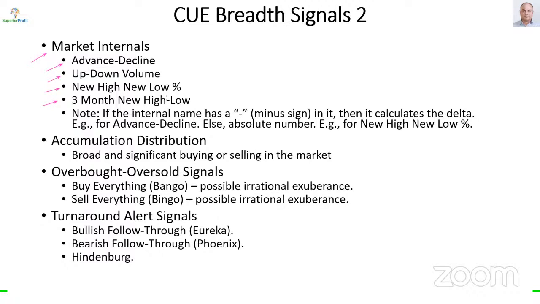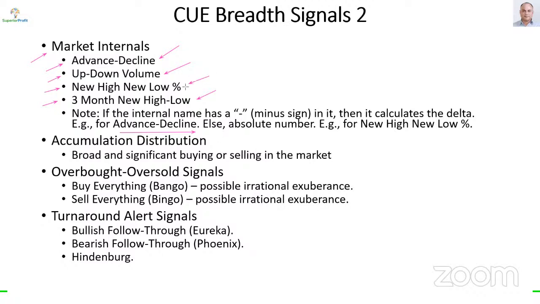Now note the naming is done carefully. If the internal name has a minus sign, like advanced decline, up down volume, 3-month new high low, they all have the dash or minus sign, then it calculates the delta. So advanced decline means it is number of stocks advancing minus number of stocks declining.